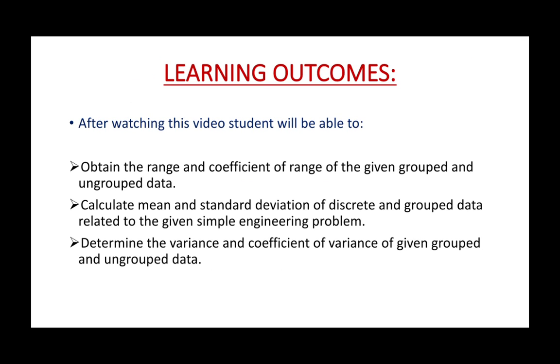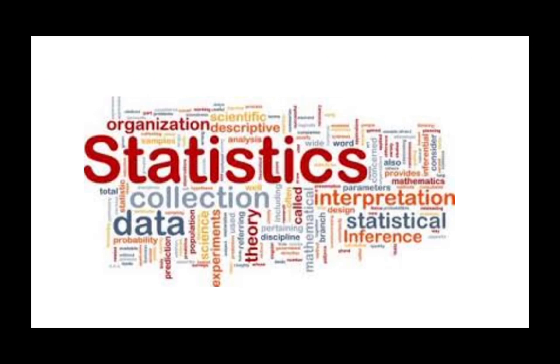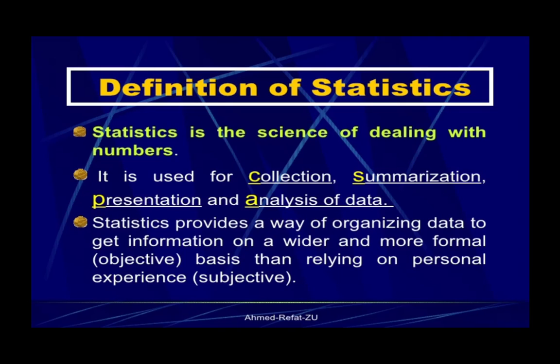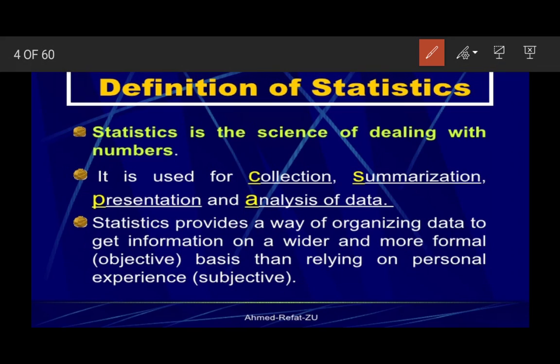Now students, since measures of dispersion is a part of statistics, first let us discuss statistics. Why statistics? So here comes the definition of statistics. It is the branch of mathematics, or it is a science, which deals with numbers. So statistics is dealing with numbers. It is used for collection, summarization, presentation and analysis of data.